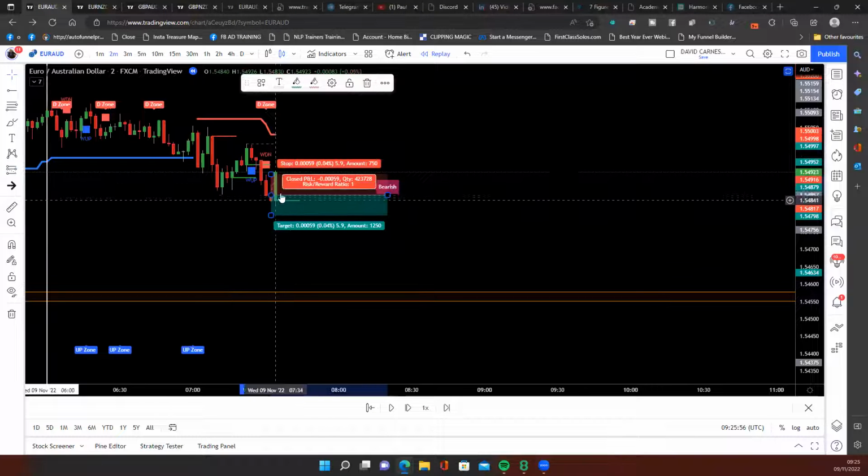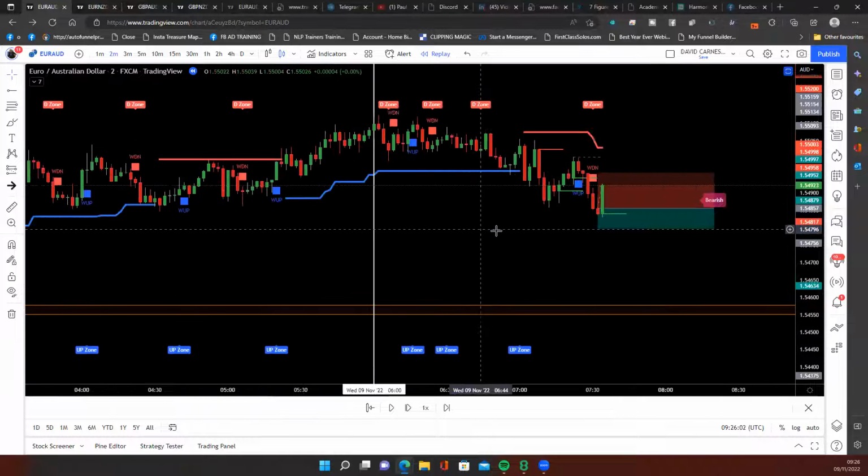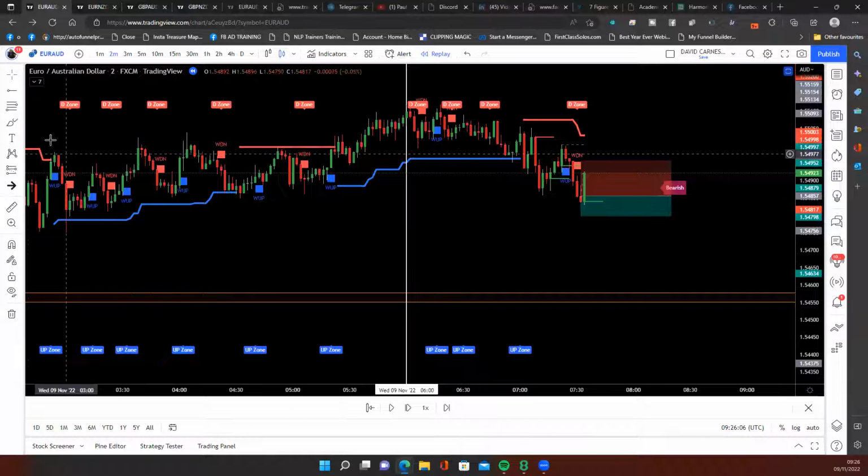So I would have got in there, and as you can see, the price went against me straight away. So what's important is where do you put your stop loss? And you've got two options, really. There's a thing called engulfing candles, and I learned this trick from the wider community I'm part of.